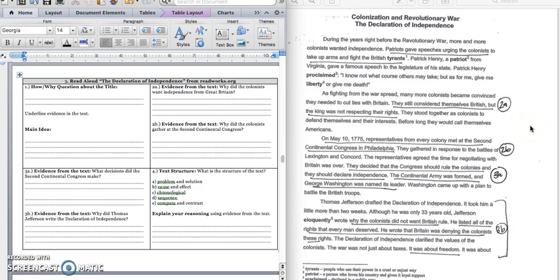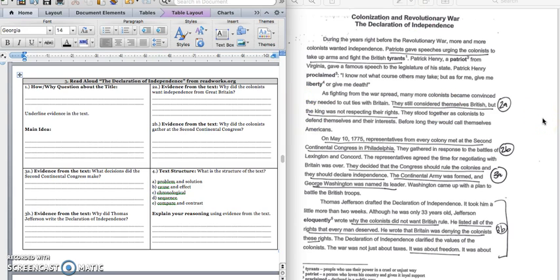Let's keep reading. As fighting for the war spread, many more colonists became convinced that they needed to cut ties with Britain. They still considered themselves British, but the king was not respecting their rights. So we would underline this sentence because it does give us a reason why the colonists wanted independence. The king was not respecting their rights.